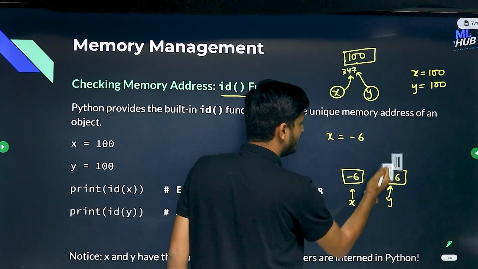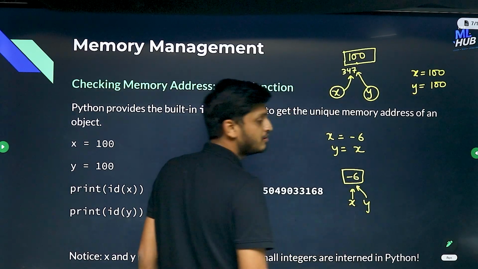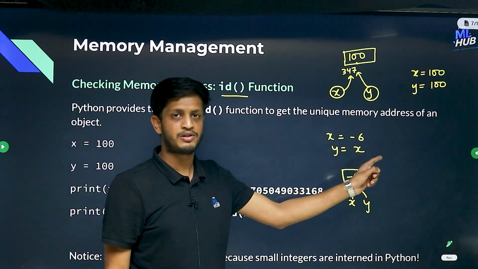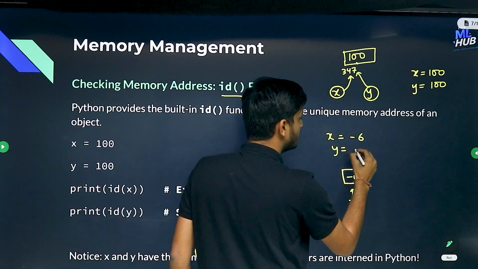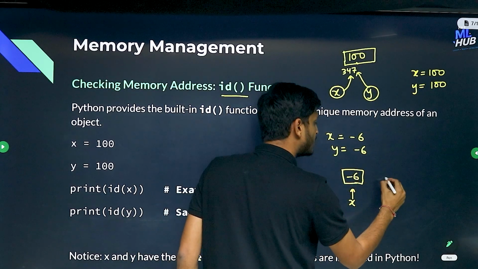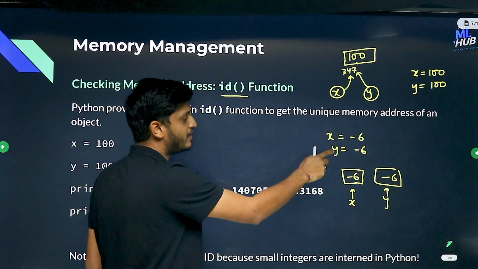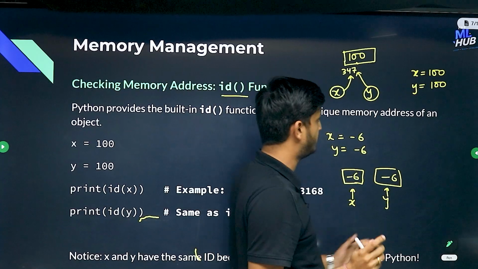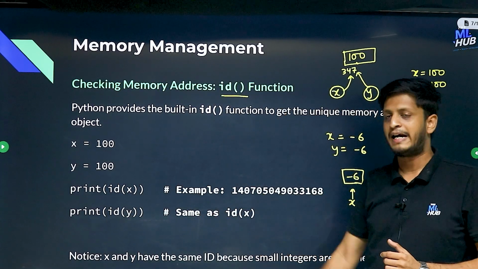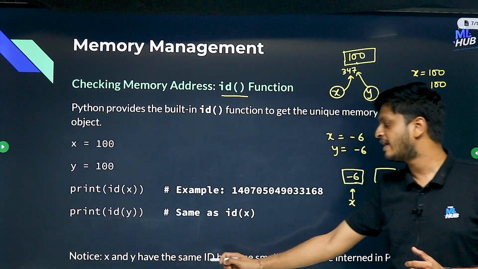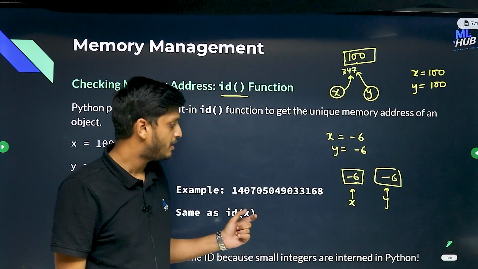Even here, if you write y equal to x, then y will point to the same location. But if you write y equal to -6, since -6 is not a small int, another copy will be created and y will be pointing to that location. In this particular case, if you print the ID of x and y, it will be different. Okay, I hope this is clear. Since 100 is a small integer, the ID will be the same. So notice x and y have the same ID because the small integers in Python are interned.